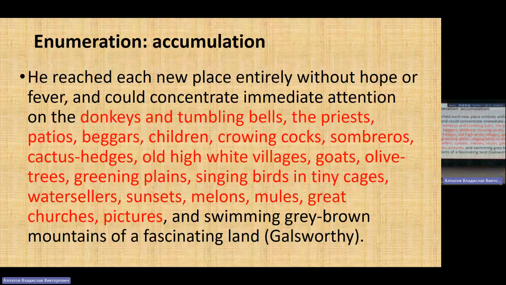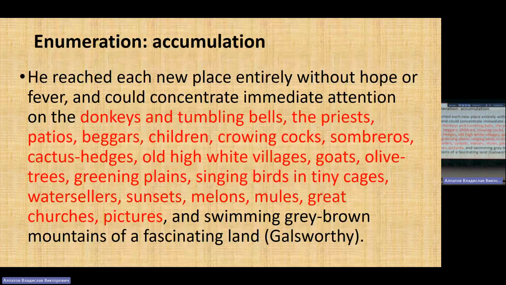This brings us to enumeration as accumulation, нагромождение, piling up of things. When you intentionally use very heterogeneous things in your enumeration, the effect that you want to achieve is, well, the kaleidoscopic character of the picture in front of you. You intentionally want to show this kaleidoscope to your listeners or to your readers so that you get this feeling of confusion, a feeling of disorder, of hurly-burly and hectic, something hectic.